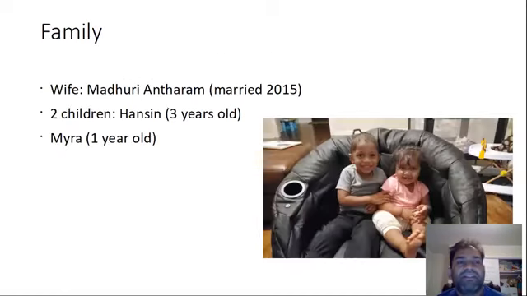As far as family is concerned, I am married with 2 children. I got married in 2015, so it's been about 5 years now. And from that, I have 2 kids shown here in this photograph. One is Hanson. By the time you watch this video, he'll be 3 years old. And then next month, again, by the time you watch this video, Myra, our daughter, will be 1 year old. So here's the latest picture of both of them together.